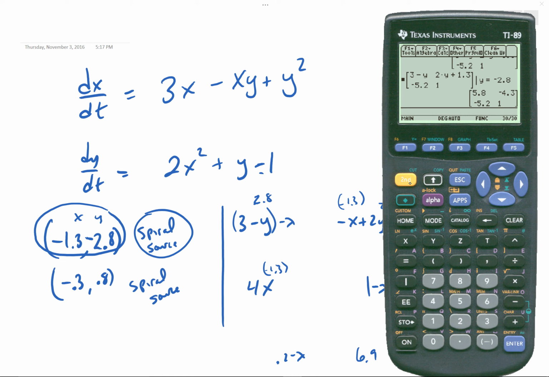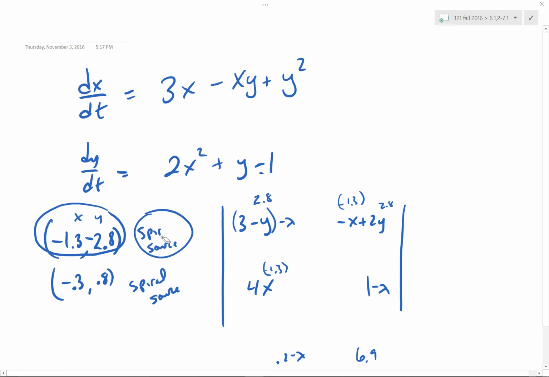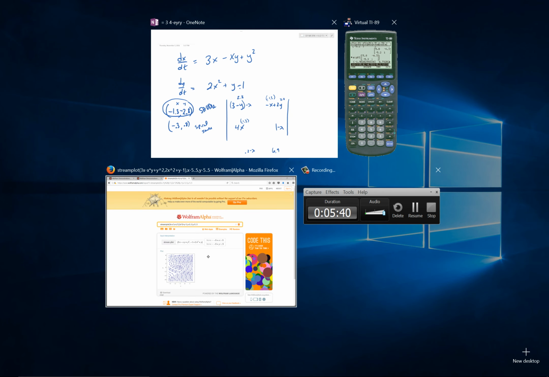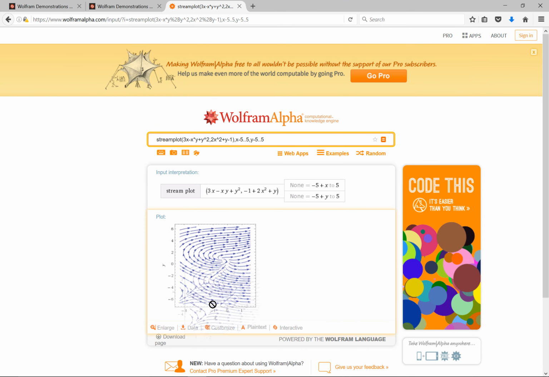Alright, and then clear that, and then go second math 5, 9, eigenvalues. What do you know? They're opposites. That means it's a saddle, which is exactly what the picture shows. What do you know about that? If you do it right, there it is. Bam, there's your saddle going on right in that mess. Okay? So that's probably the easiest way to do it, this stream plot business.